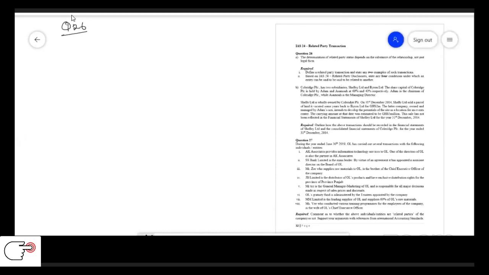A related party transaction is a transaction that involves a broken chain between related parties. Transaction that involves a broken chain. Broken chain.